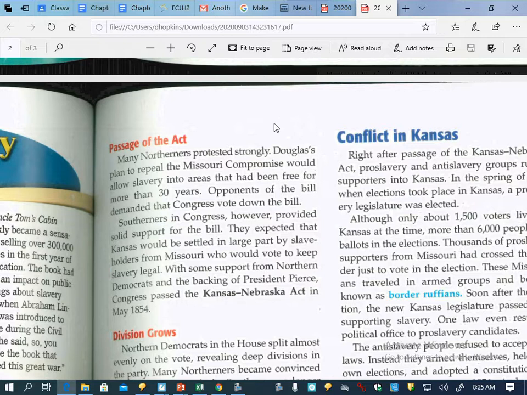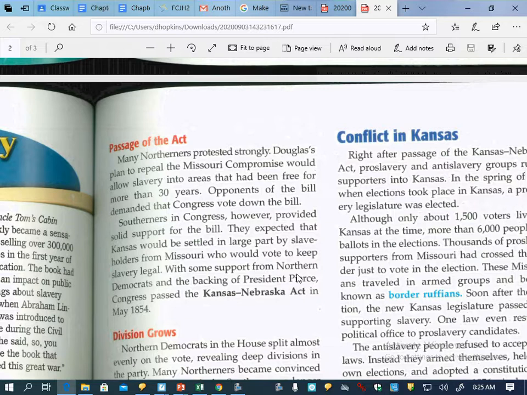They expected that Kansas would be settled in large part by slaveholders from Missouri who would vote to keep slavery legal. With some support from Northern Democrats and the backing of President Pierce, Congress passed the Kansas-Nebraska Act in May of 1854.